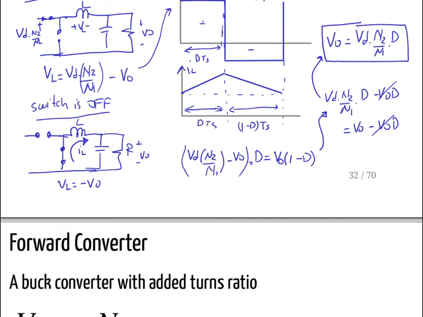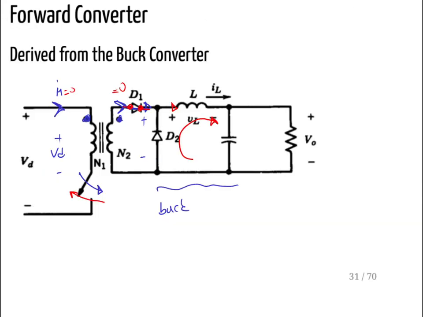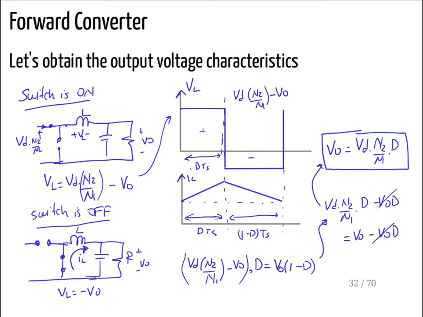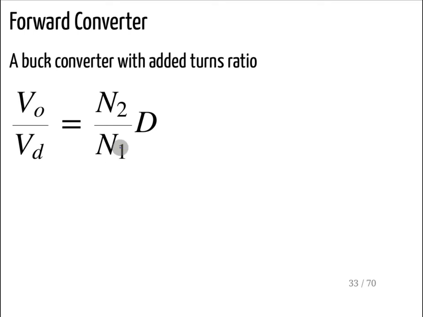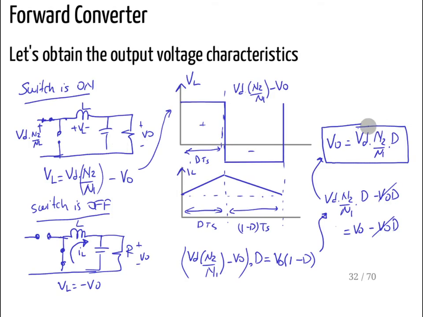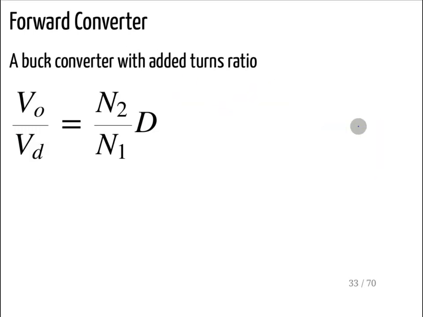So actually it is like a buck converter, okay? So it's like a buck converter. The output voltage is proportional with the duty cycle, okay? So this is coming from the buck part. But however, we have a transformer ratio, so we have an option.